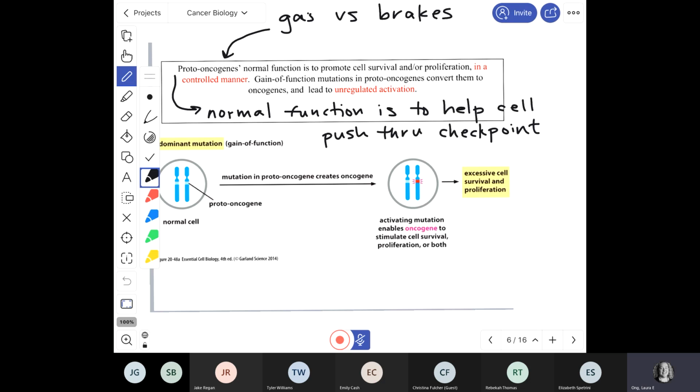They're going to promote surviving, or they're going to promote proliferating and dividing, is the normal function of those genes. So if a proto-oncogene has some kind of mutation that makes it work better, write this down at the bottom.